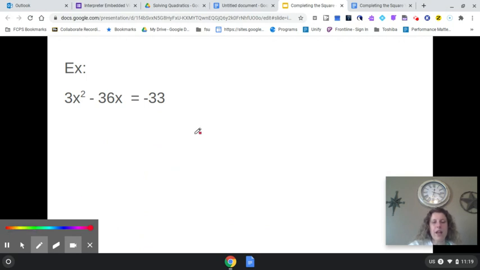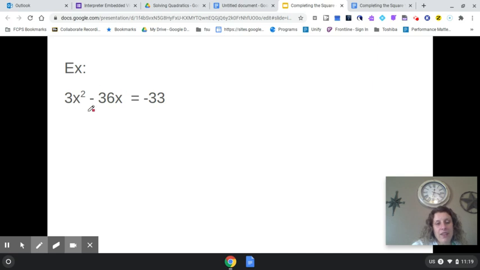Here's our next example. 3x squared minus 36x equals negative 33. We have our x's on the left side, and our constant is already on the right. So we don't have to rearrange the equation at all. But our lead coefficient is 3, so we do need to divide everything through by 3. If we do that, we get x squared minus 12x equals negative 11.